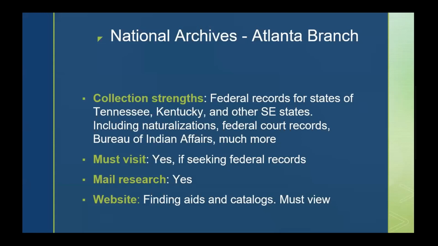And the National Archives Atlanta branch, which I mentioned earlier. So this Atlanta branch of the National Archives is going to have federal records for states in the Southeast, including Tennessee and Kentucky, as well as Georgia and some others. So they would have federal records, including naturalizations, federal court records, the Bureau of Indian Affairs, which we just talked about, and much more. So should you visit there? Yes, if you are seeking federal records.